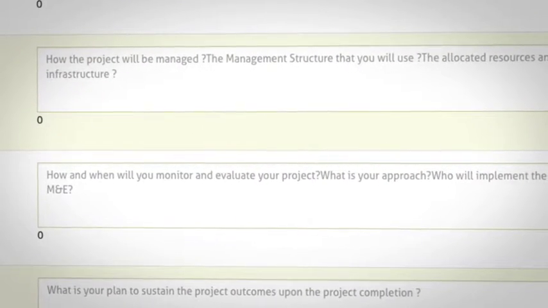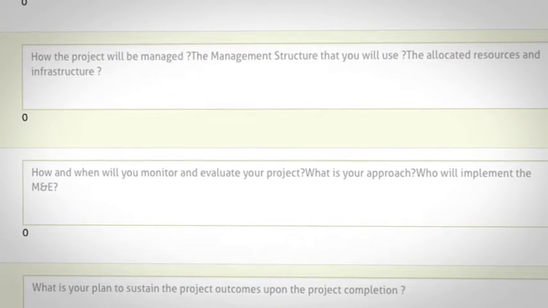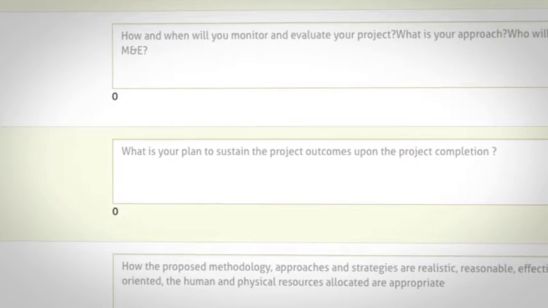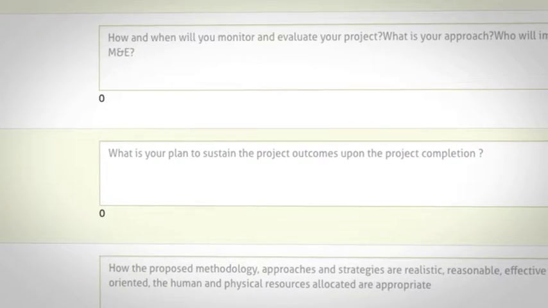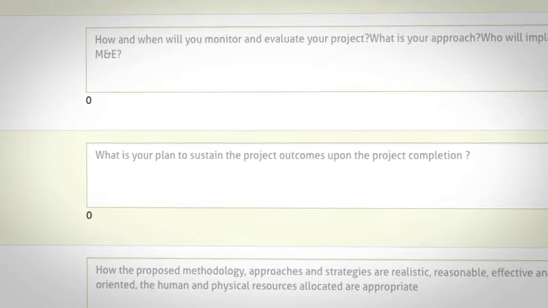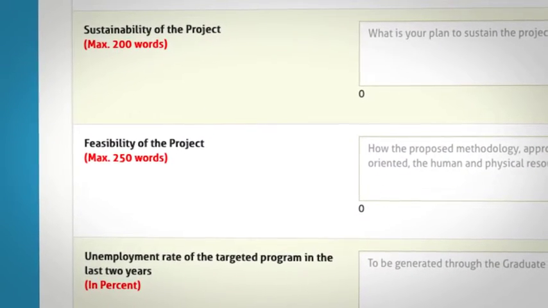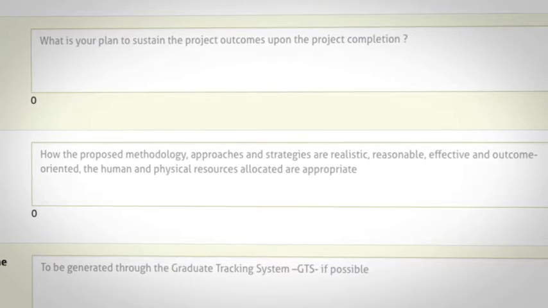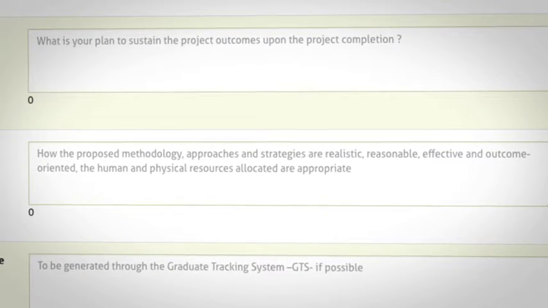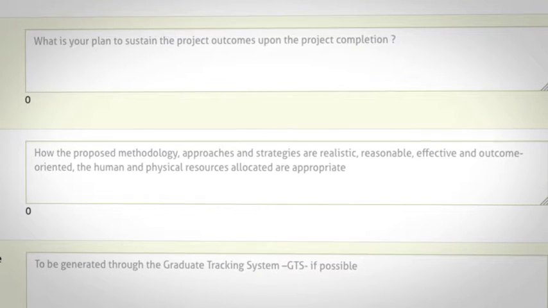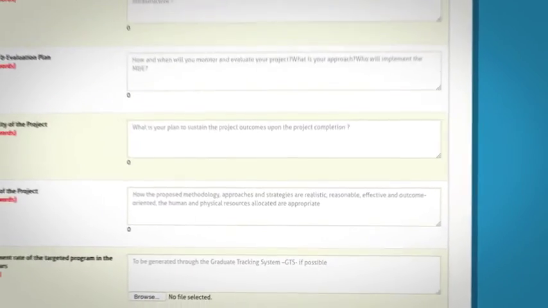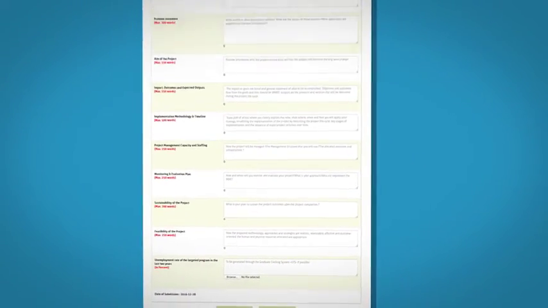The QIF is also interested in the ownership of the project, which is the reason why you'll be asked about the sustainability plan. You need to convince the reader how you're going to sustain the project outcomes beyond the project completion. The last section is the feasibility of the project section, where you need to describe how the proposed methodology, approaches, and strategies are realistic, reasonable, effective, outcome-oriented, and that the human and physical resources allocated and requested for this project are appropriate.